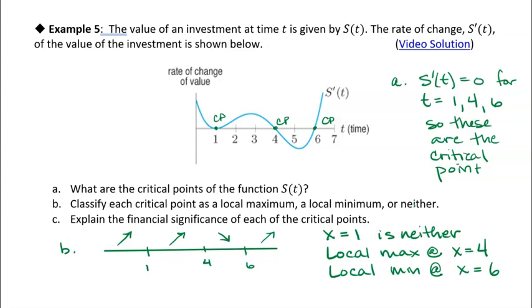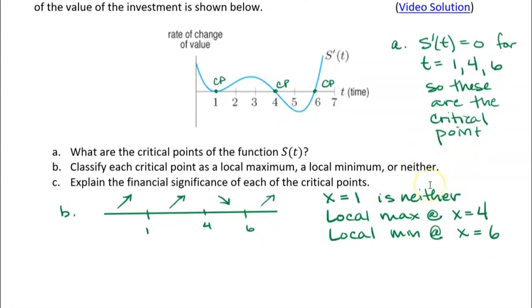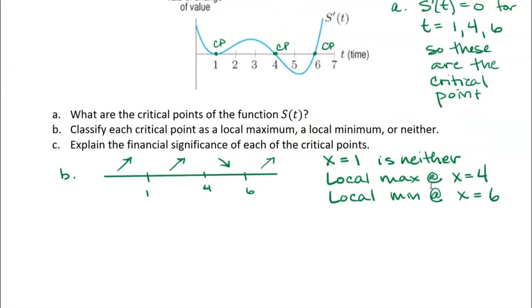All right, so then part C. Let's take a look at part C. Let me scroll down here a little more. I don't know if you still need the graph. Maybe. All right, so part C says explain the financial significance of each of these critical points. So what does that mean? Let's start with t equals 1. That was our first critical point. What does that mean? The value of the stock was increasing, and then at t equals 1, the derivative hit 0, briefly, but then it continued to increase.